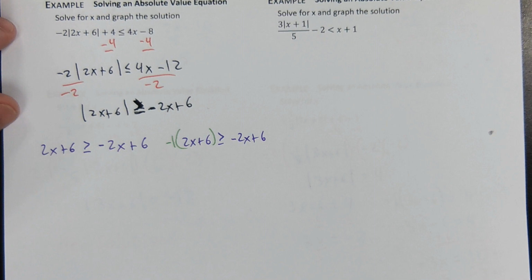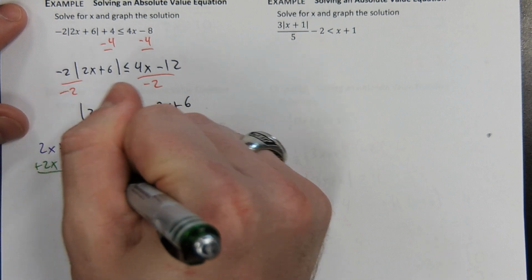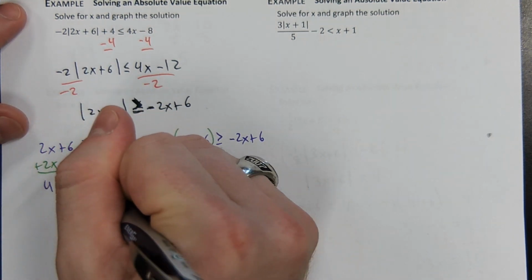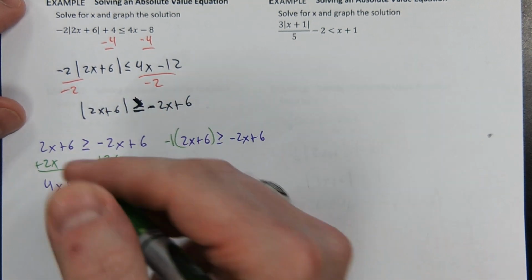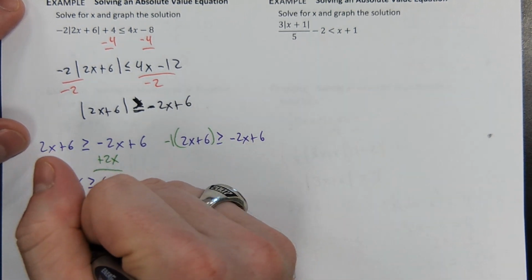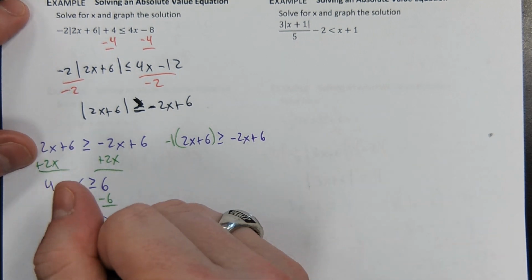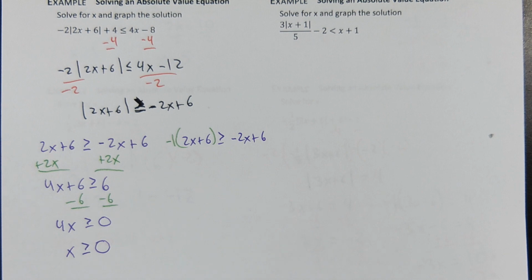Let me get all my x's to one side, and I'd like them to be positive, so I'm just going to go ahead and add 2x to both sides. That gives me 4x plus 6 greater than or equal to 6. Oh, subtract 6. That gives you 4x is greater than or equal to 0, and divide by 4. Oh, look at this. X is greater than or equal to 0. That says if you can use any positive number you want, or even the number 0, you're in good shape.